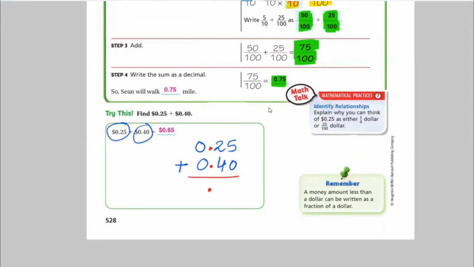Okay, and then of course we're gonna start with the right. So 5 plus 0 equals 5, and 2 plus 4 equals 6, and put the 0. So our answer is 0.65. I think it's easier than the first one.